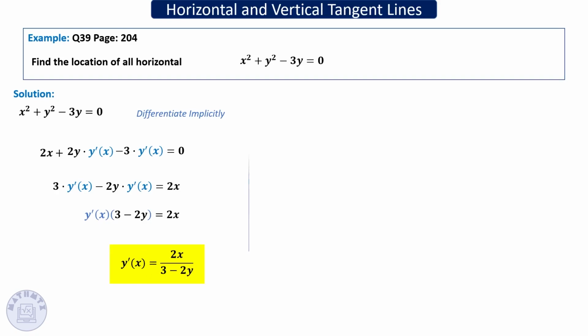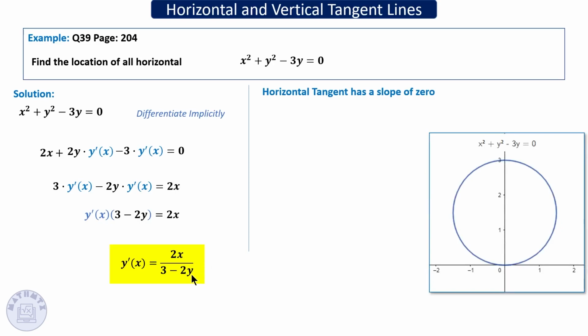Now to find the horizontal tangent line, it will have a slope of 0, and I know that the slope is the derivative. So let's take the derivative and see where the derivative equals 0. You can see it happens when the top equals 0, and this occurs at x equals 0. So at this point, x equals 0, we have a horizontal tangent line.